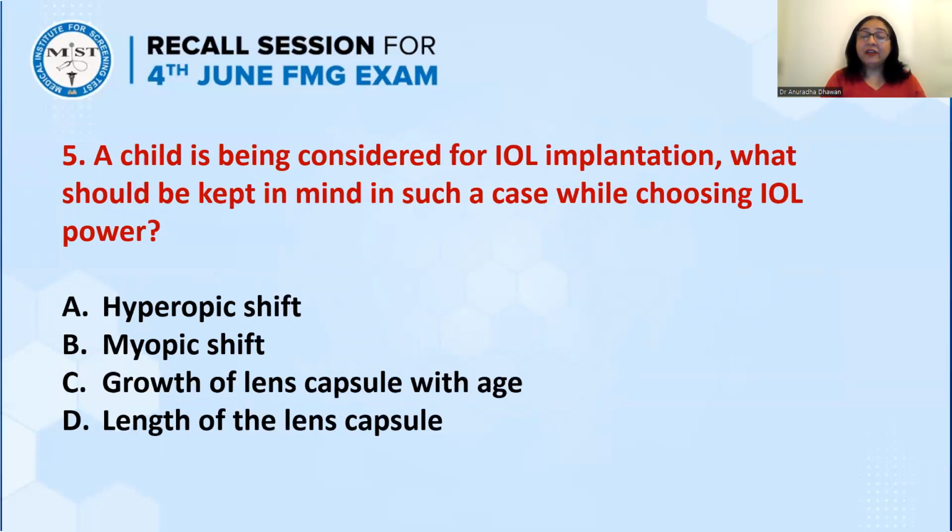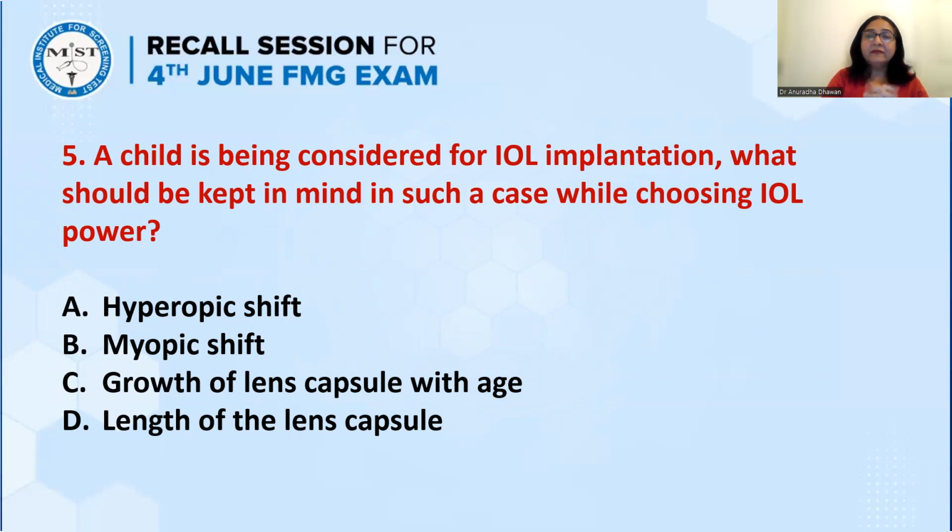Moving on to another question. Now, this was relatively a new question for FMGE exam, I would say, but a good question. Let's go through the most likely. The question statement was like this: a child is being considered for intraocular lens implantation. That is, they're talking most likely about the congenital cataract. And now you are considering the child for intraocular lens implantation. What should be kept in mind in such cases while choosing IOL power?